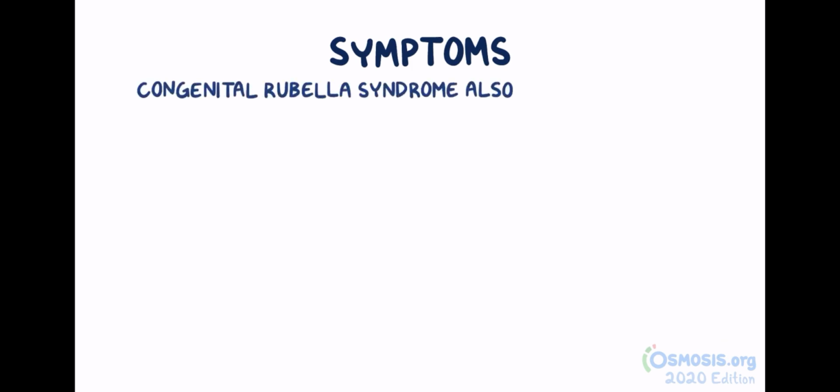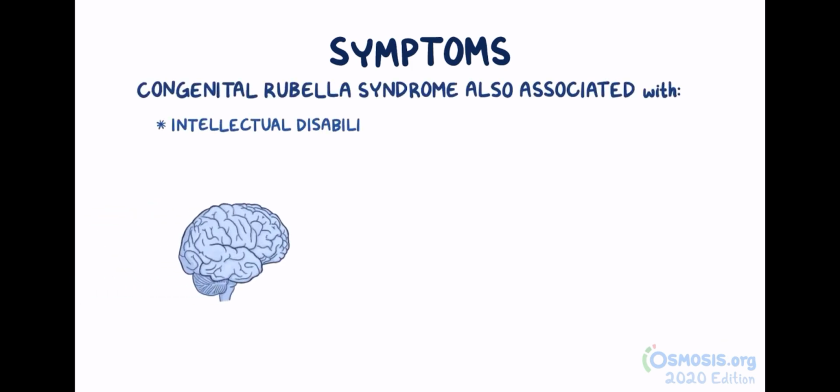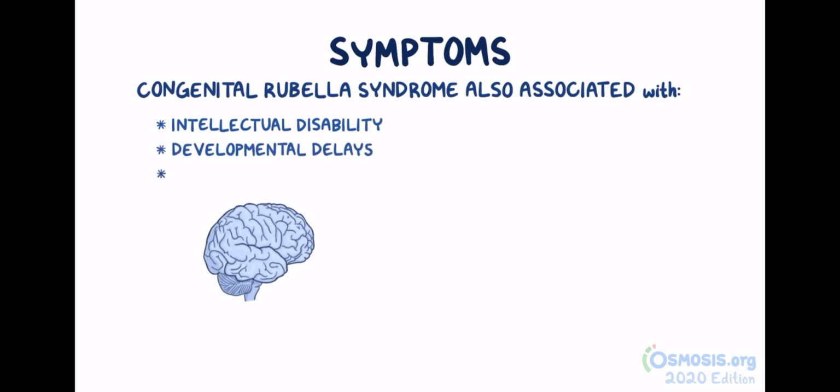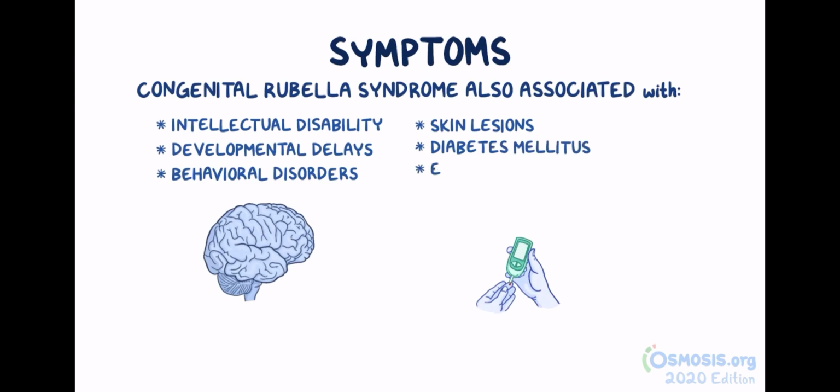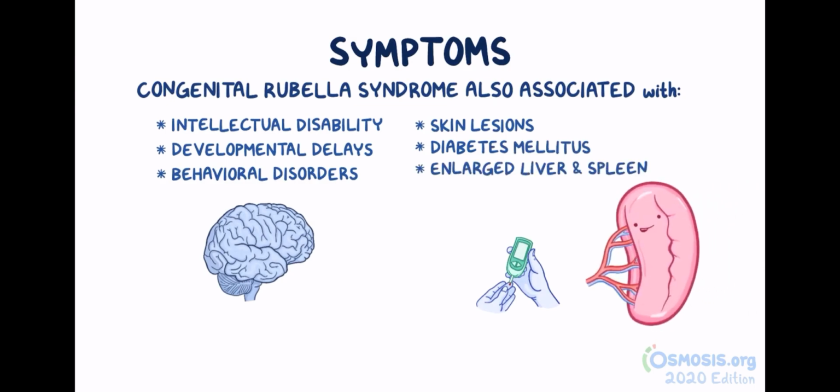Congenital rubella syndrome is also associated with intellectual disability, developmental delays, behavioral disorders, skin lesions, diabetes mellitus, and an enlarged liver and spleen, which is also called hepatosplenomegaly.